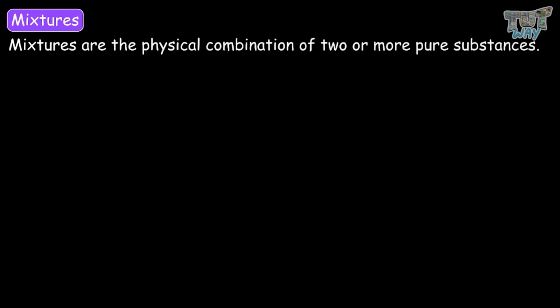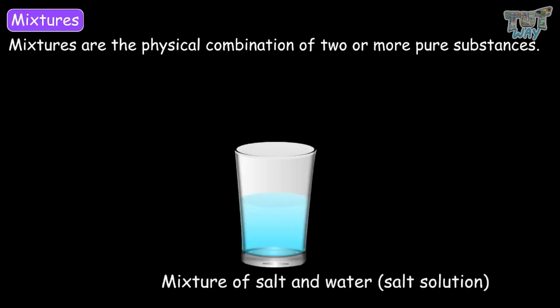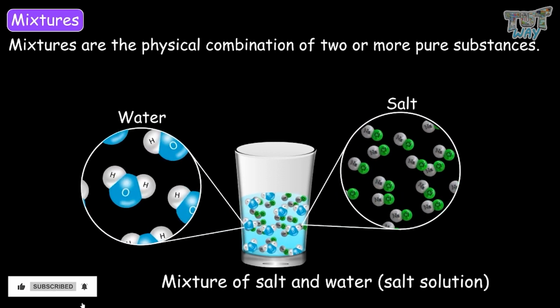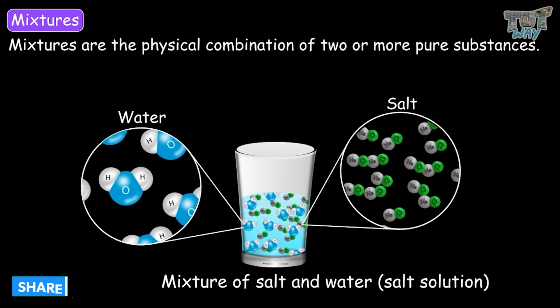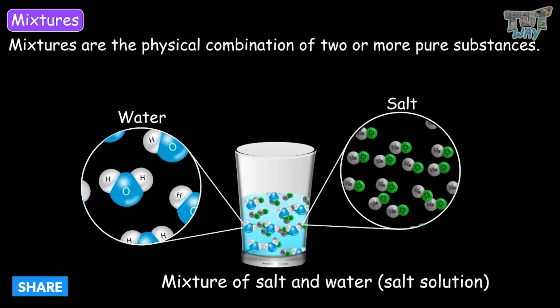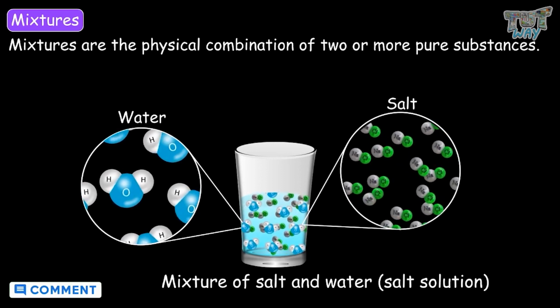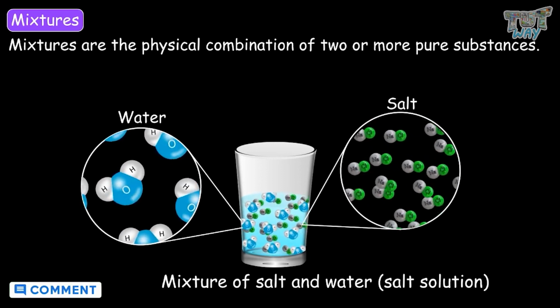Mixtures are the physical combination of two or more pure substances. For example, salt solution is a mixture of two pure substances. Salt is a pure substance. Water is a pure substance. We are mixing two pure substances to make a mixture. Here we have examples of mixtures that have two or more pure substances.